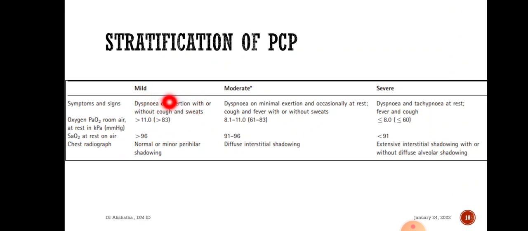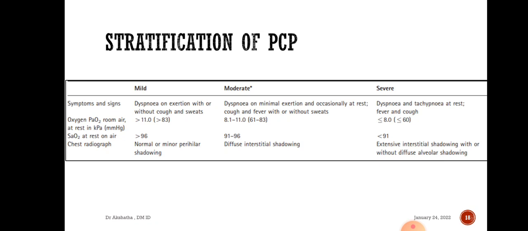The patient usually will have dyspnea on exertion, and PaO2 on room air of more than 83, or SaO2 of more than 96, is classified as mild PCP. Moderate is when the patient has PaO2 between 61 to 83 or SaO2 of 91 to 96, and severe when the patient has PaO2 of less than 60 and SaO2 of less than 91, showing extensive interstitial shadowing with diffuse alveolar shadowing. So you need to stratify the patient to mild, moderate or severe.